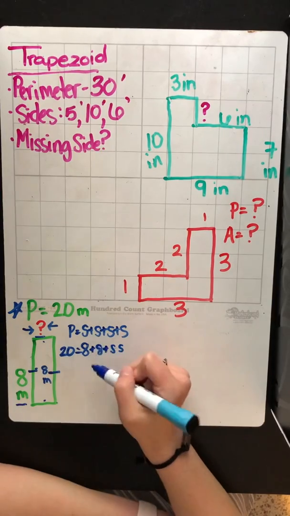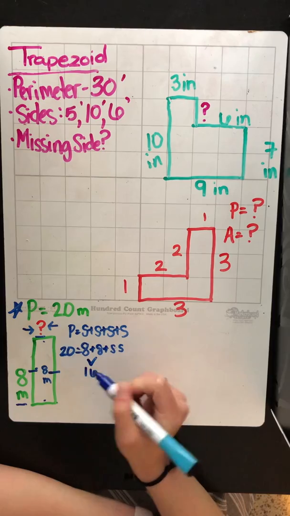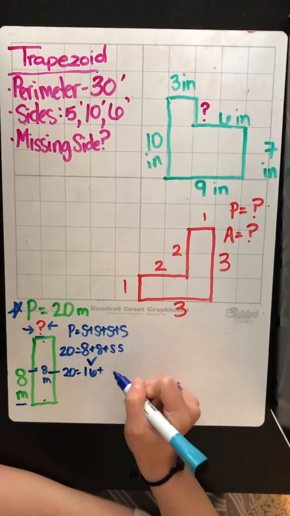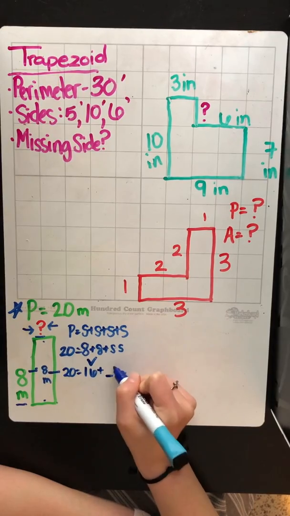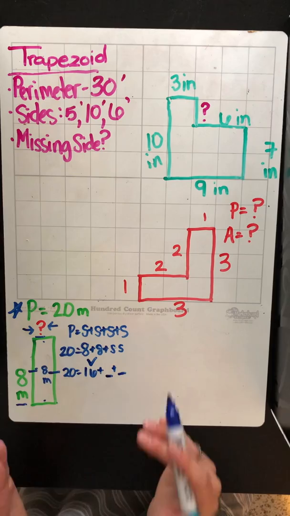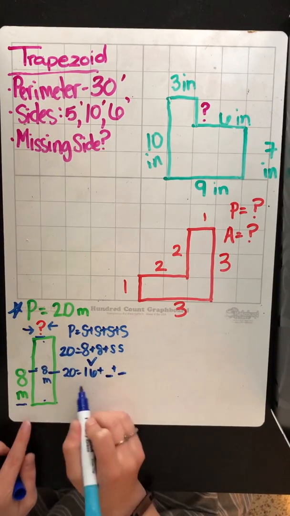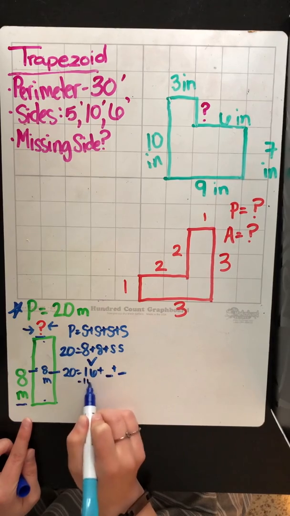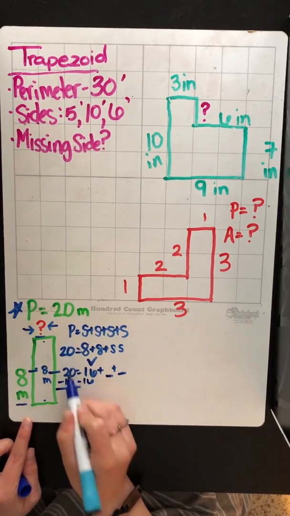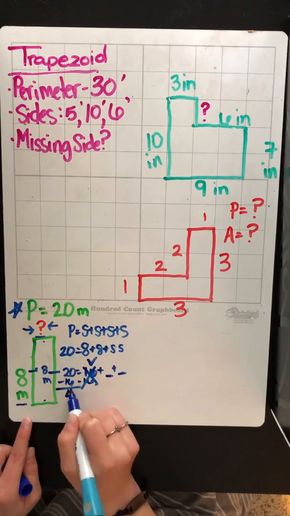So the first step, remember, is to add up what I know. 8 plus 8 equals 16. So I know my perimeter equals 16 plus my 2 sides that I don't know. So now what I have to do is get rid of what I do know to figure out what's left over. So here, I'm going to subtract my 16. So that's 20 minus 16. 20 minus 16 equals 4.